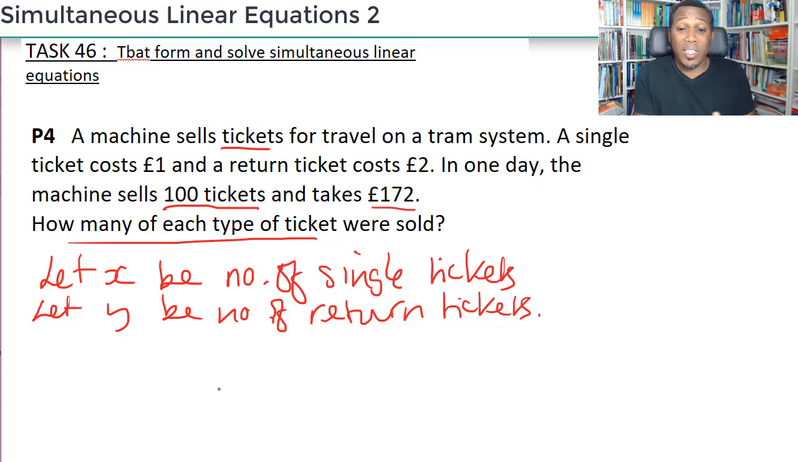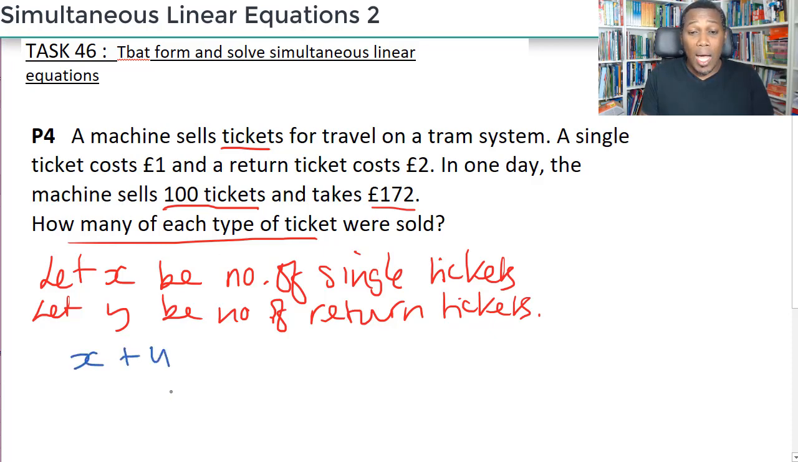X is the number of single tickets, Y is the number of return tickets, and we can make our first equation. How many tickets did the machine sell? It sold 100 tickets. So X, the number of single tickets, plus Y, the number of return tickets, has to be equal to 100. The number of tickets, 100, doesn't tell you what type. So all the singles plus all the returns give me 100.